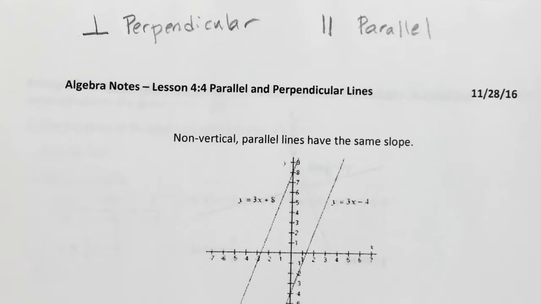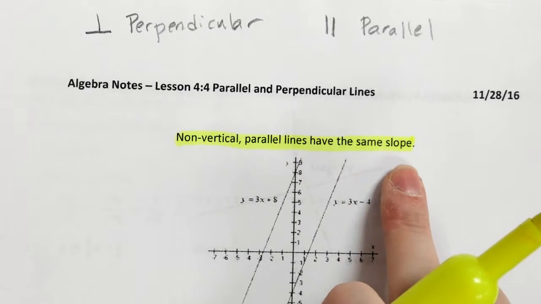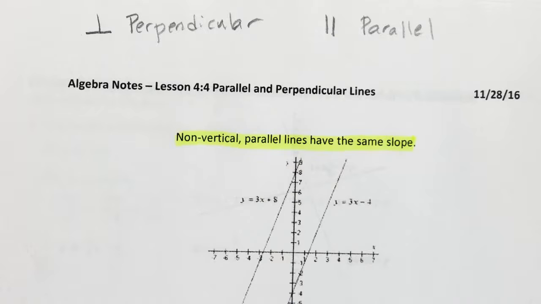Okay, so first we're going to talk about parallel lines. This first sentence right here is very important. Parallel lines have the same slope. Okay, the exact same slope. Remember, slope is talking about how steep something is. So if they have the same slope, then they're the same amount of steepness.